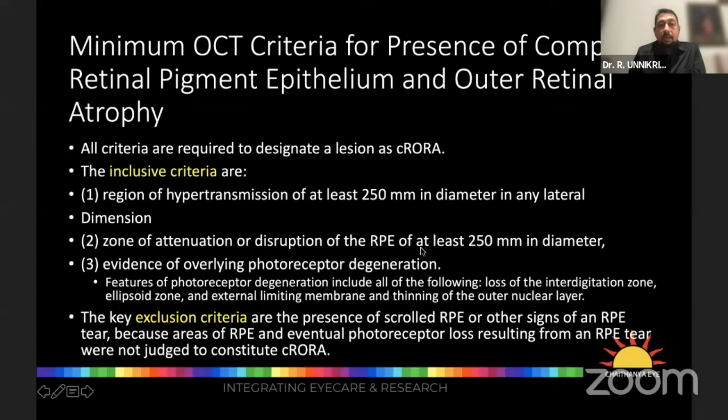To define the atrophy, the inclusion criteria of CRORA, complete, is that there should be an area of at least 250 microns of continuous hypertransmission. Hypertransmission occurs because of RPE atrophy, and the signal goes down. There should be a zone of attenuation of the RPE seen tomographically, and also evidence of overlying photoreceptor degeneration. Any presence of a RIP or a scrolled RPE is excluded to define CRORA.